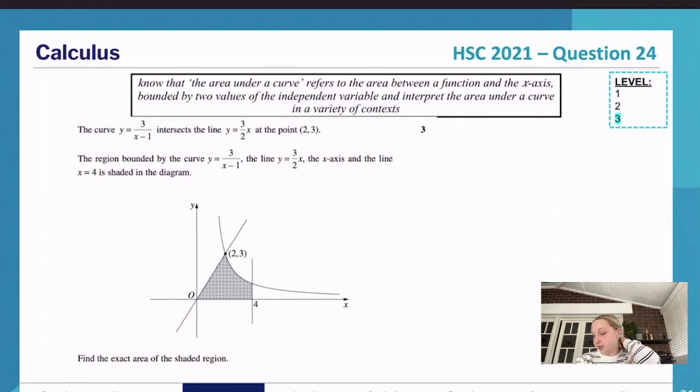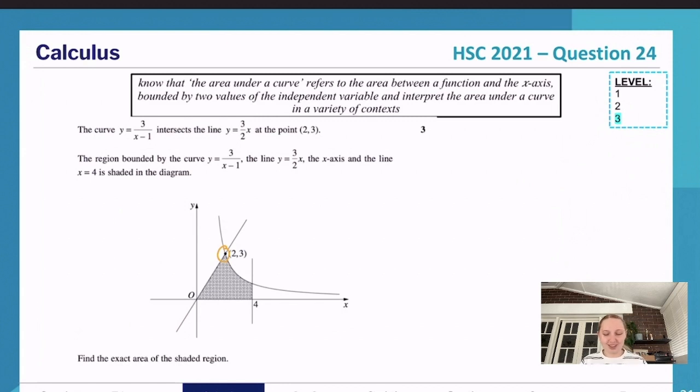So this is from the 2021 HSC, after they did the new syllabus for maths. It's question 24. I'd probably say this is a 3 difficulty. We've got the curve y equals 3 over x minus 1 intersects the line y equals 3 on 2x at the points 2 and 3, and they give that to us. The region bounded by the curve y equals 3 over x minus 1, the line y equals 3 on 2x, the x-axis, and the line y equals 4 is shaded in the diagram. Find the exact area of the shaded region.